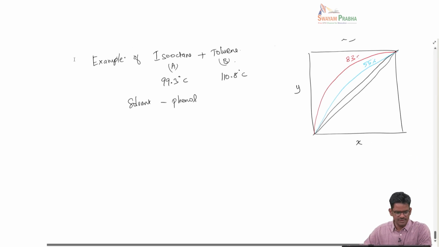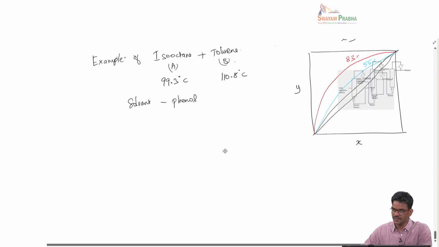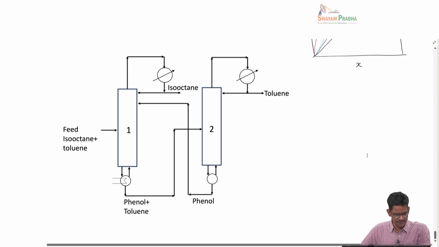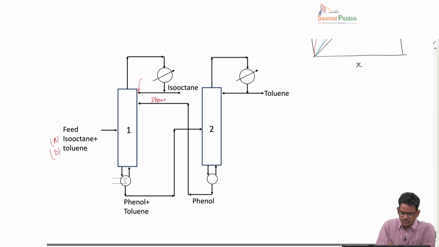So, in terms of the operation, we have something like this. In the extractive distillation, we start with a feed containing isooctane, which is A, and toluene B, and then we send isooctane from the top. This is isooctane, and by changing the reflux ratio, we can adjust what percent of it is to be refluxed, and there is another stream in which phenol is added too.